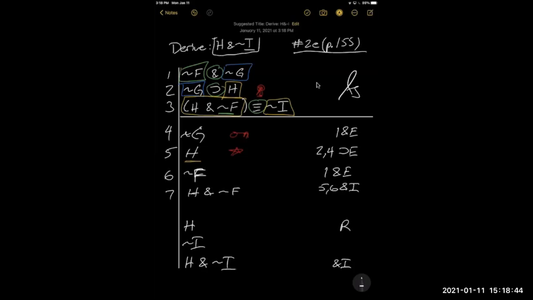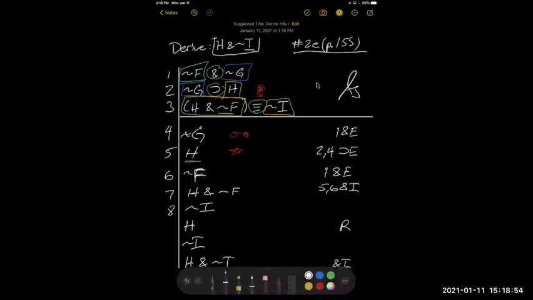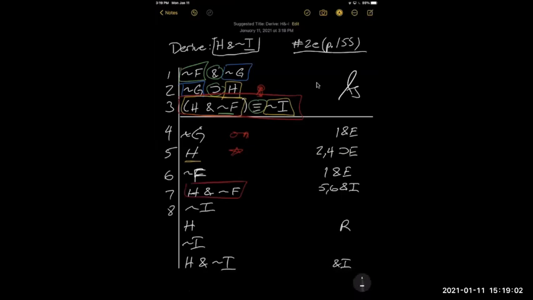And now that I have that, I can get the tilde I. And I'll show you here how I do so. So I'm using, first of all, this gigantic biconditional. I need one of the sides, it's right there, and I can get the other side. So this is line 3 and 7, right? Biconditional elimination. Okay.